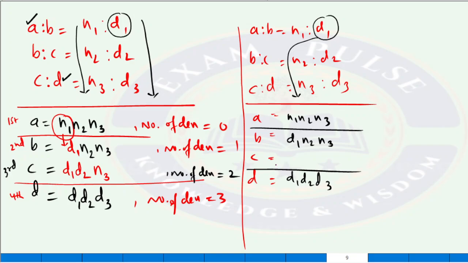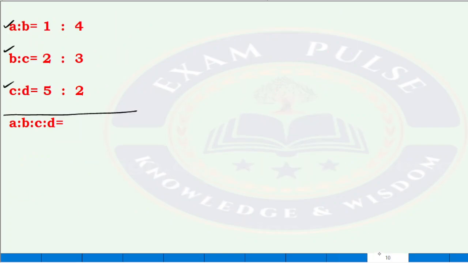And what about the third one? Now second step, one denominator. Third step, take two denominators, that means d1 d2, and remaining numerator. How many numerators are there? Only one numerator is there, that is n3. Like this, easily we will be able to solve the question. Now see how we are going to get the answer. A is to B is to C is to D. A value means multiply all the first values, that means multiply all the numerators. 1 into 2 into 5, 10.